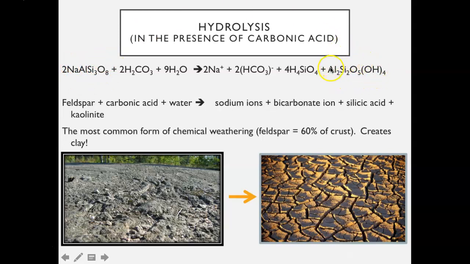So over here now, this Al2Si2O5(OH)4, that is clay. So the Na leaves, Na is sodium, we're left with the bicarbonate ion, we're left with some silicic acid, and over here the new mineral, so this is our secondary mineral, which is kaolinite, which is a kind of clay. This is the most common form of chemical weathering because I mentioned before that feldspar makes up most of the Earth's crust, so it's a very prominent way for rocks to weather.